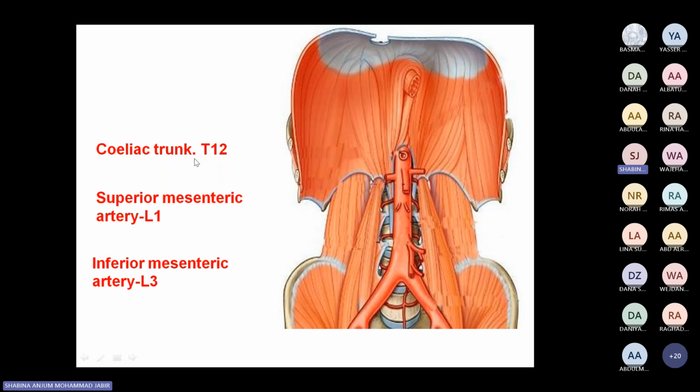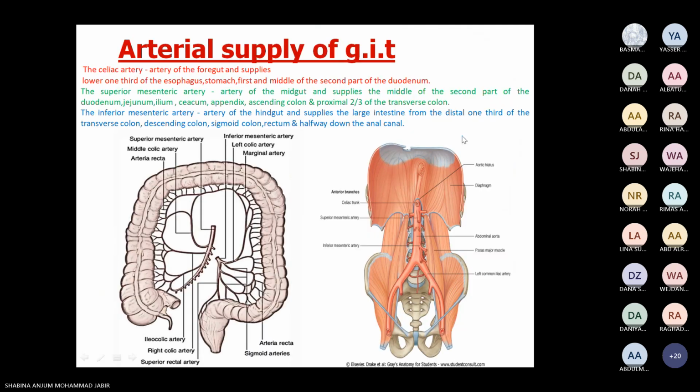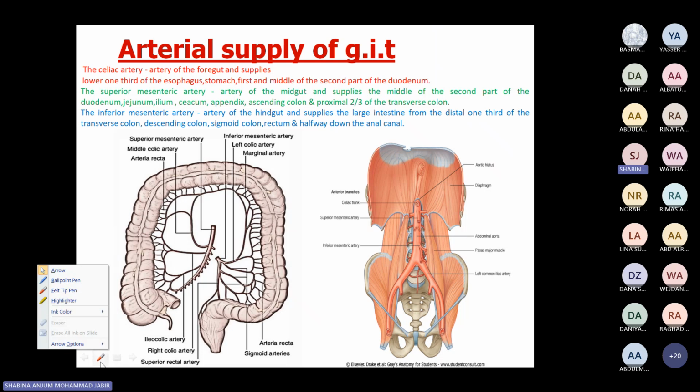Now you know these are the three main arteries. Additional information: what is the level of origin? Celiac from T12, superior mesenteric L1, inferior mesenteric from L3. I hope now you understood the main arteries.